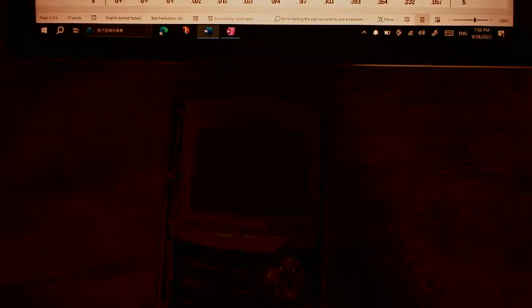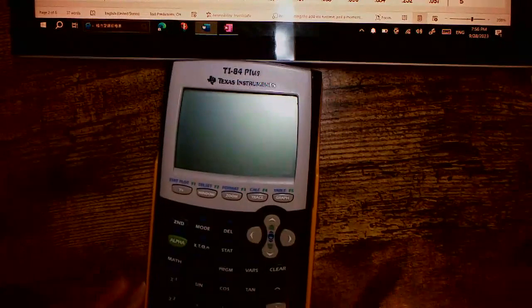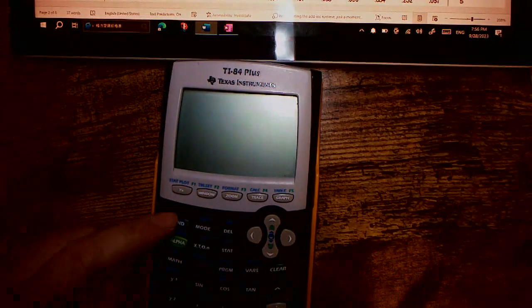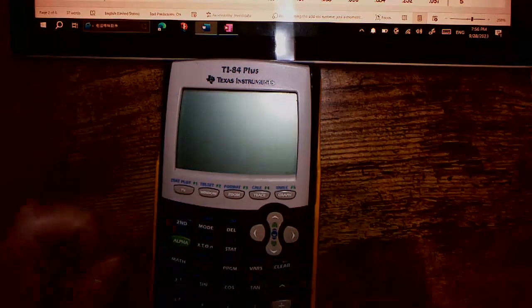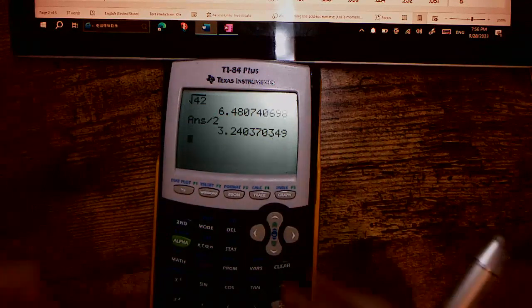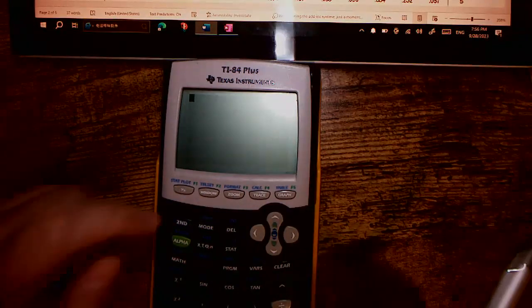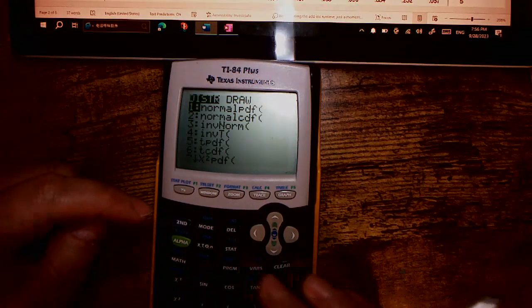I have to push away my writing pad because otherwise it will not show my calculator. It's very dark. Let me turn on the light. Calculator time, okay? And we are going to go to second VARS. Oh, sorry. First thing, turn on the calculator. And then we go to second VARS.